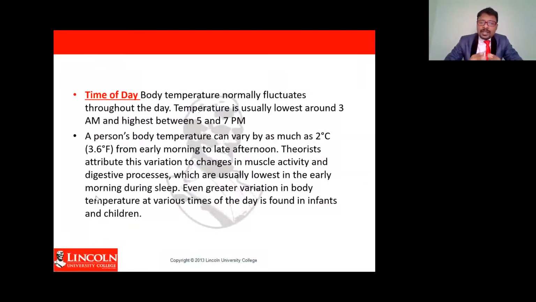The temperature is lower in the early morning because whatever we eat and our physical activities generate body temperature during the day, but at that time these activities are less, and the digestion of food is finished. So there is no activity in our body, and the body temperature is very low. Even greater variation in body temperature at various times of the day is found in infants and children, depending on their daily activities, which may alter the body temperature.